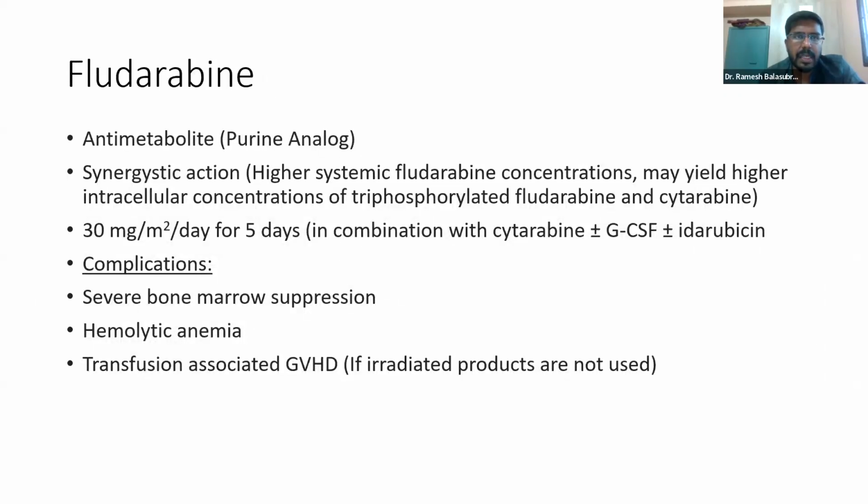So the next drug that can be used in induction is fludarabine. This is an antimetabolite, a purine analog. It has a synergistic action with other drugs, like cytarabine. Higher systemic fludarabine concentrations might yield high intracellular concentrations of the triphosphorylated compound of fludarabine and cytarabine. The dosage is 30 milligram per meter square per day for 5 days in combination with cytarabine, with idarubicin and GCSF, that is FLAG-IDA. Complications are it causes severe bone marrow suppression and it can cause transfusion-associated GVHD. So to prevent that, you have to use irradiated blood products only if you are using this drug, and it can also cause hemolytic anemia.